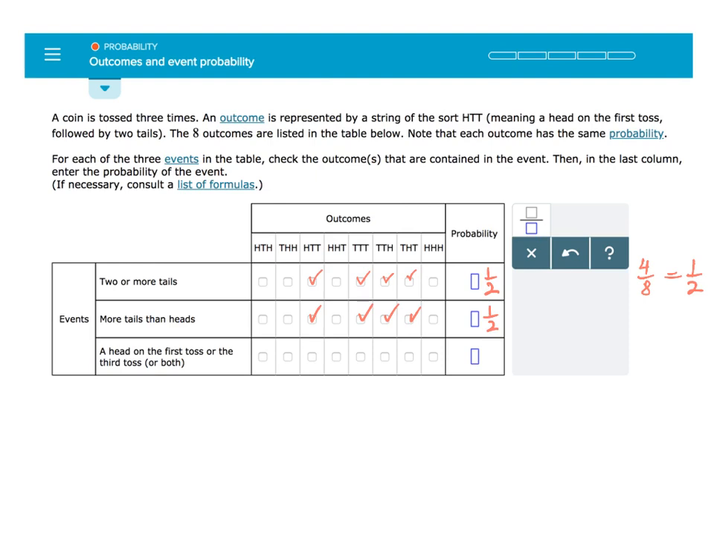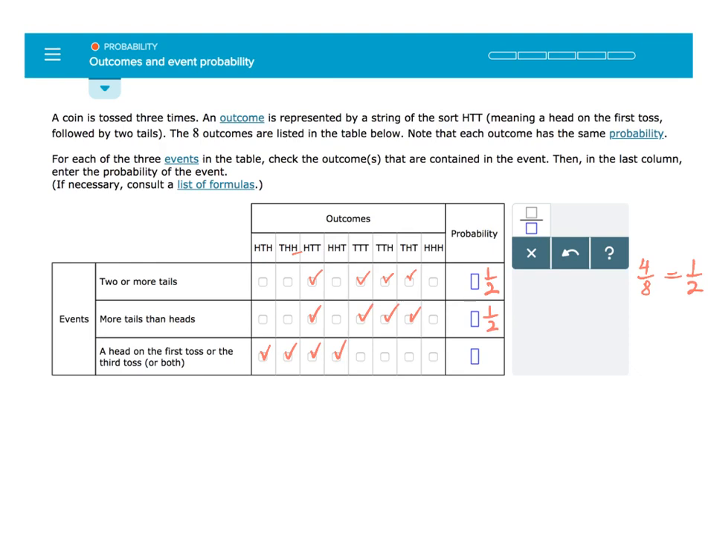Last one, a head on the first toss or the third toss or both. So if we see H in the first or third or both of those places, we put a check mark. So I would say first one is a yes, next one is a yes, because the last thing has a head in there. Next one is a yes, next one is a yes. The TTT has no heads at all, so it's a no.